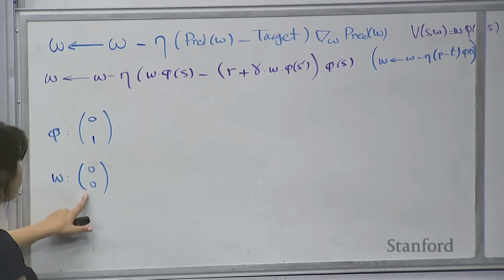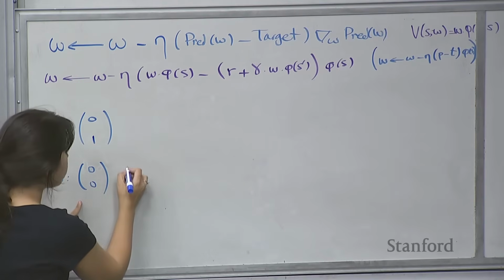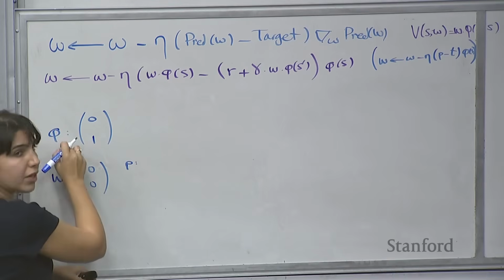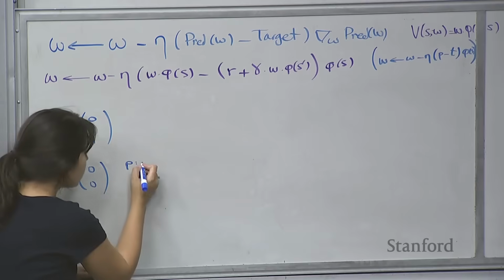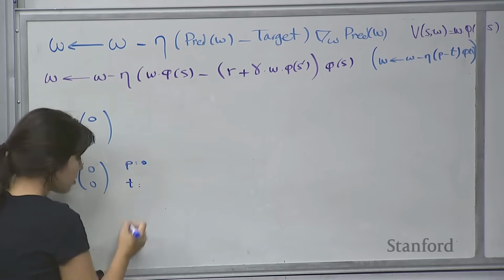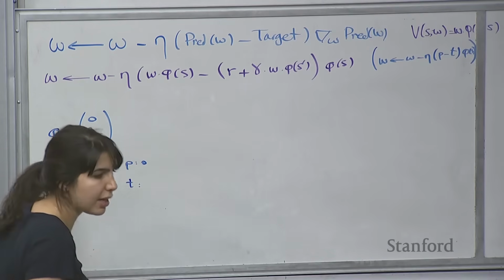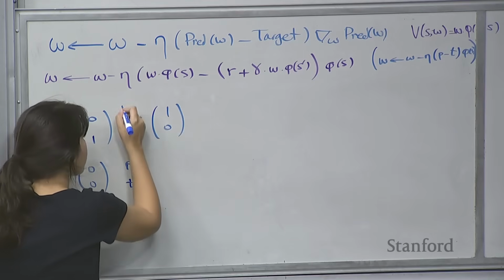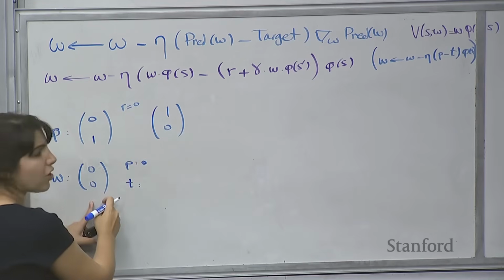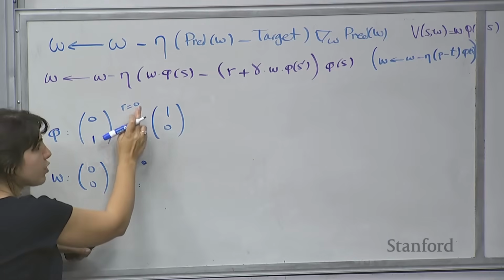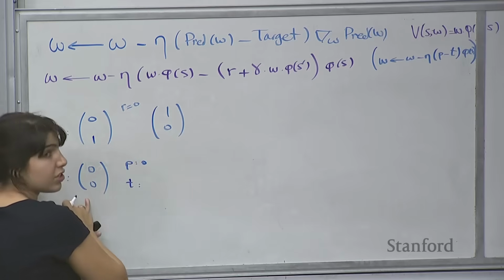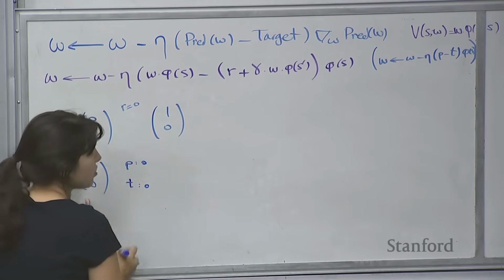So what is my prediction? W dot phi of S, which is 0. What is my target? For my target, I need to know what state I'm ending up at. I'm going to end up at 1, 0 in this episode, and I'm going to get a reward of 0. So my target is the reward, which is 0, plus W times phi of S prime. That is 0, because W is equal to 0. So my target is equal to 0.